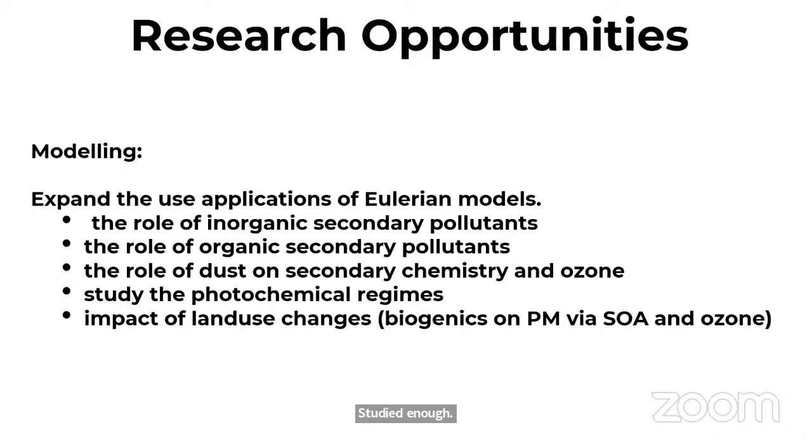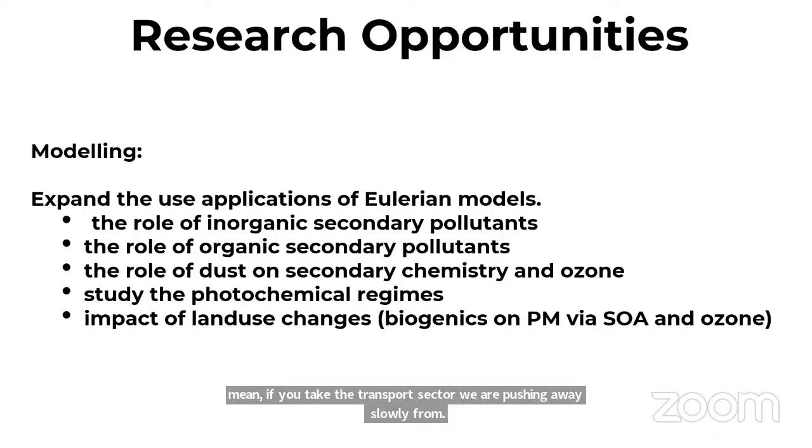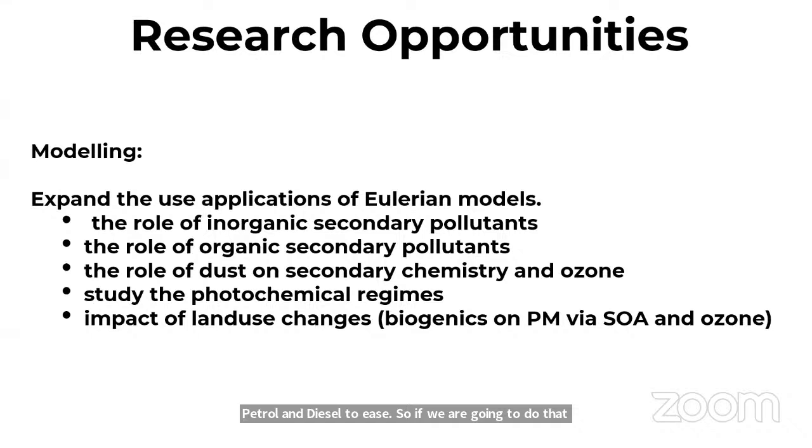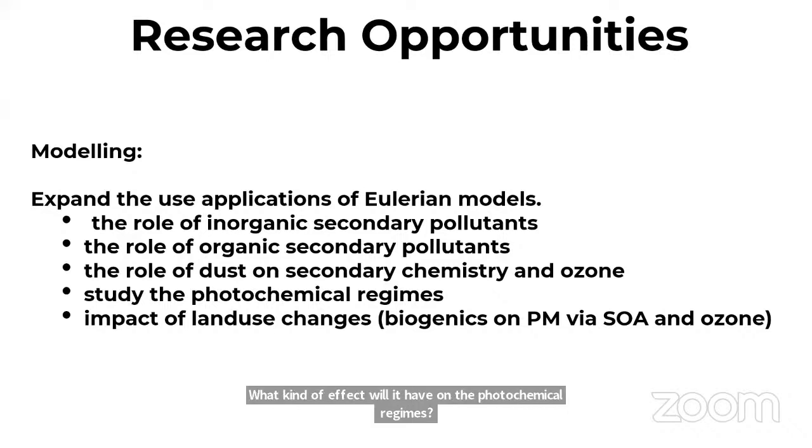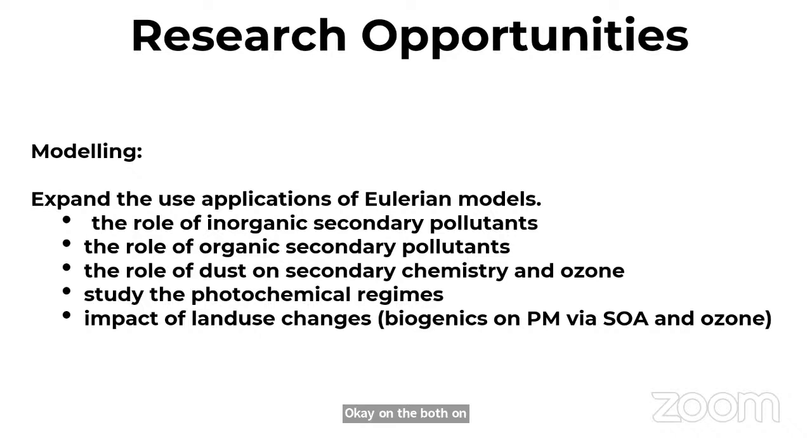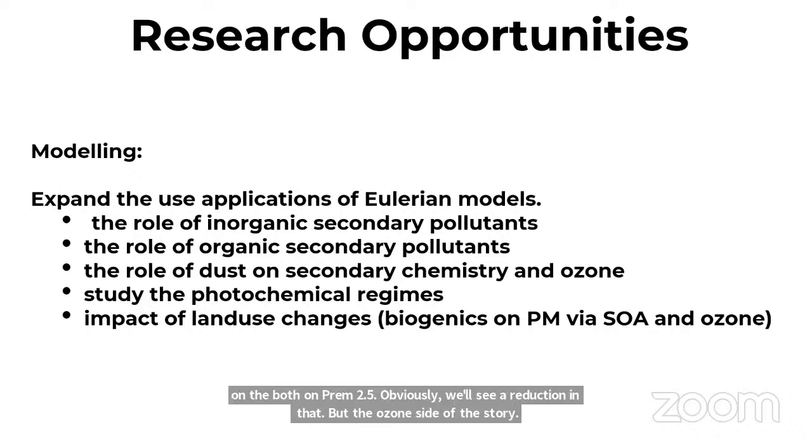The photochemical regimes that I just mentioned, when we are changing our fuel mix. If you take the transport sector, we are pushing away slowly from petrol and diesel to EVs. If the shift is going to happen, what kind of effect will it have on the photochemical regimes? On PM 2.5, obviously we'll see a reduction, but the ozone side of the story, we are completely losing that.